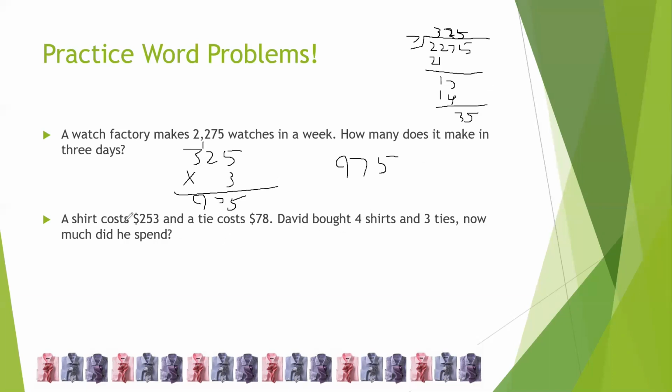Okay, next we're going to do the second problem. So David bought 4 shirts and 3 ties, which means that first we have to do 253 times 4. So we just do this and we get this and this and this. So the answer to 253 times 4 is 1,012, which means that he spent 1,012 on 4 shirts. And next we do 3 ties. So 78 times 3, we get 4, 2, and then 234. So the answer is 234 for all the ties.